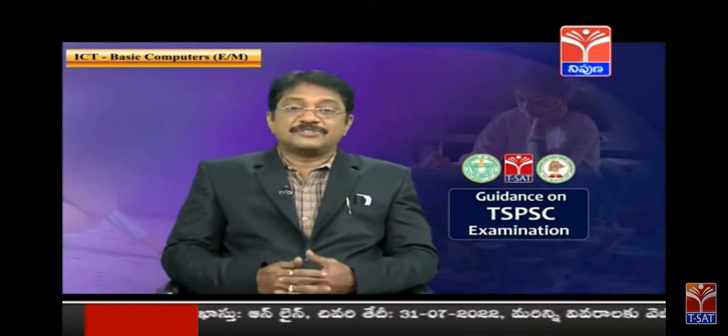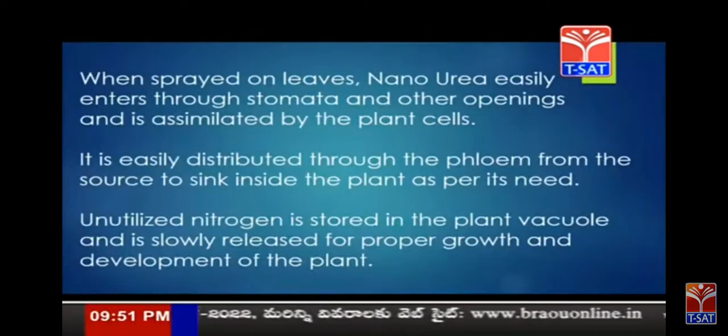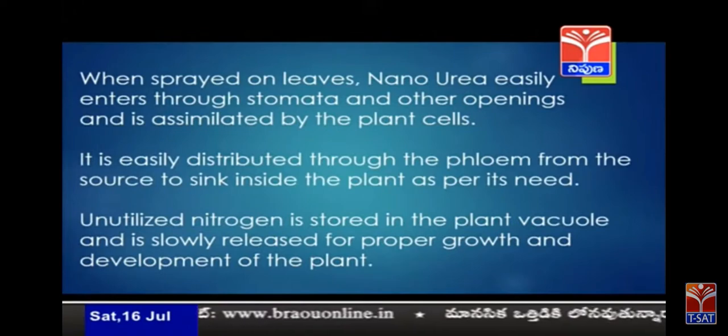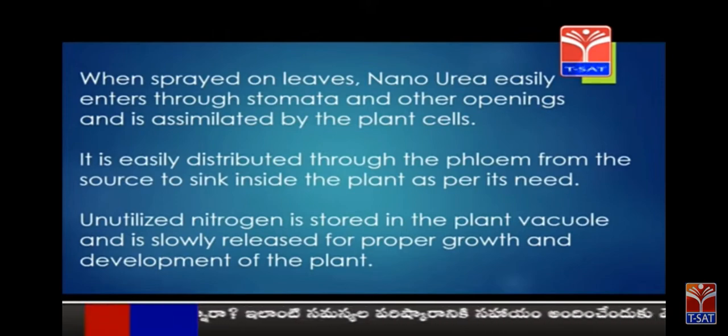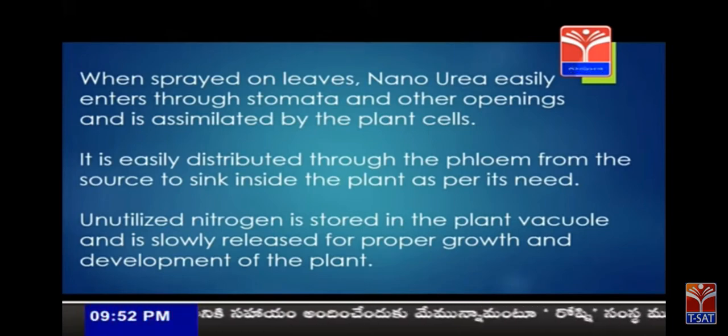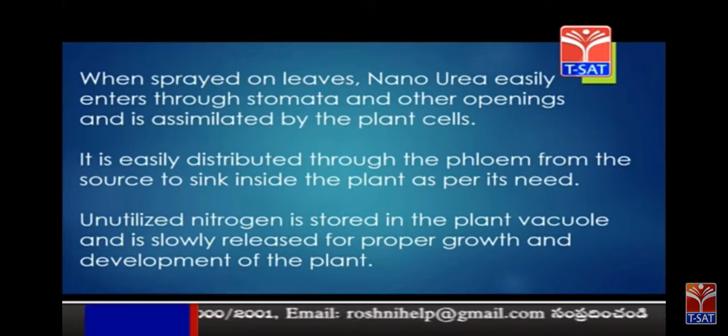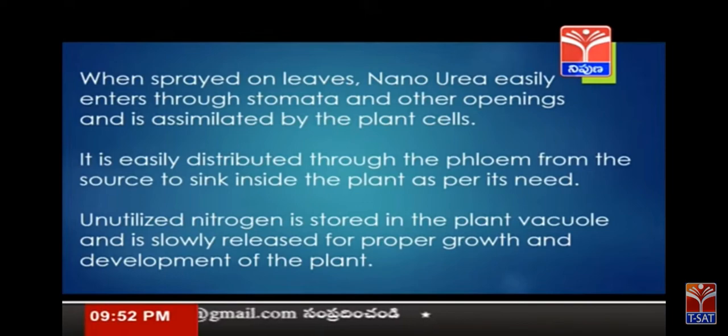When you spray this nano urea liquid on leaves, nano urea easily enters through the stomata and other openings and is assimilated by the plant cells. That is a very important thing. It is easily distributed through the phloem from the source to sink inside the plant as per its need. Unutilized nitrogen is stored in the plant vacuole and is slowly released for proper growth and development of the plant. This is one more important thing here.